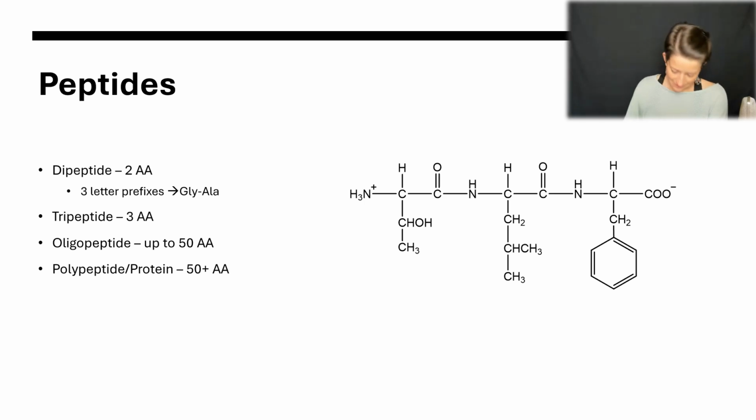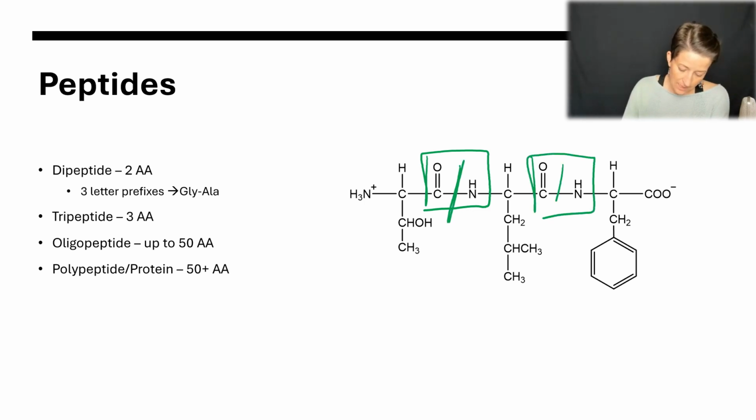All right, let's do this. Look for that carbonyl and nitrogen right next to each other. So that is 1 amide bond, 2 amide bonds. So that means we have 2 peptide bonds, and in order to make 2 peptide bonds, we need 3 amino acids. So this is a tripeptide.